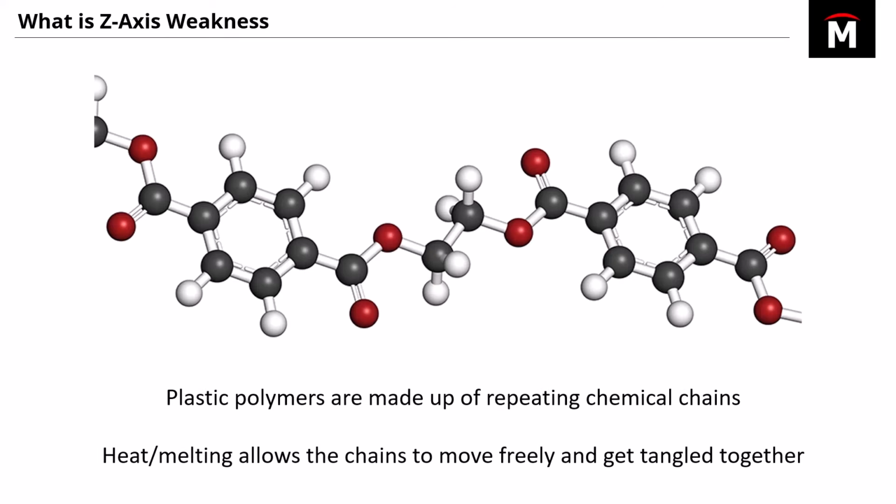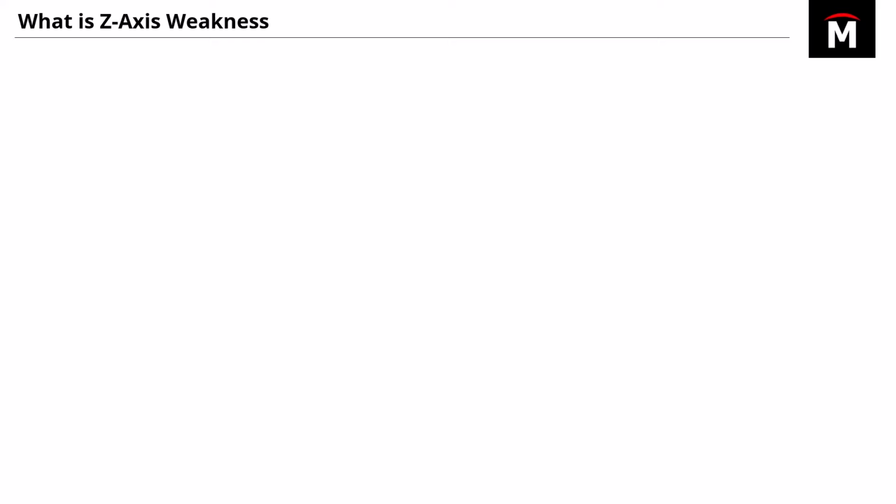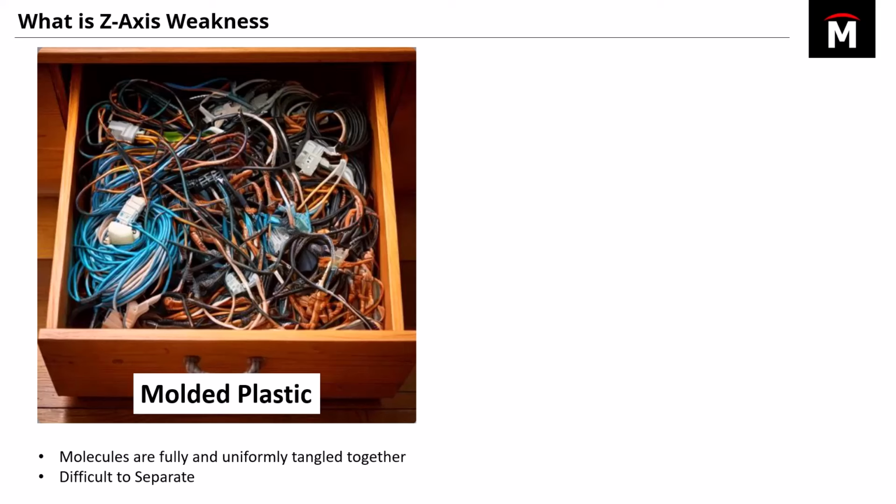And so whenever the plastic is heated up or melted, the chains can kind of move freely and they get all tangled up together, which gives the plastic its strength. So if we visualize these polymer chains as electronic cords, for example, we can say molded plastic is like that drawer most of us have where we dump all of our cords that we never use but we can't get rid of for some reason. And all these things get all tangled together and it's totally impossible to separate one from the other.